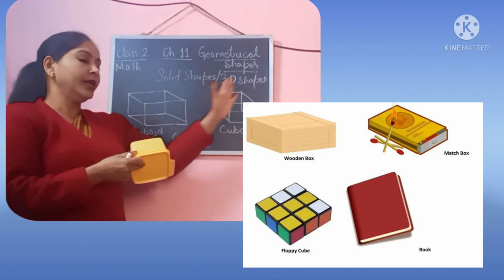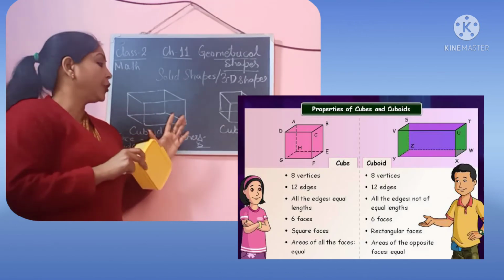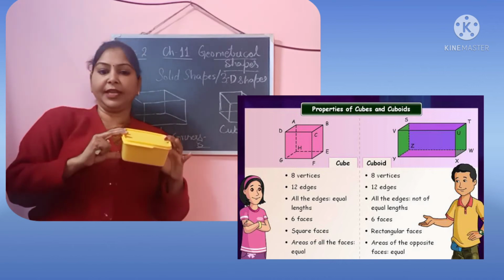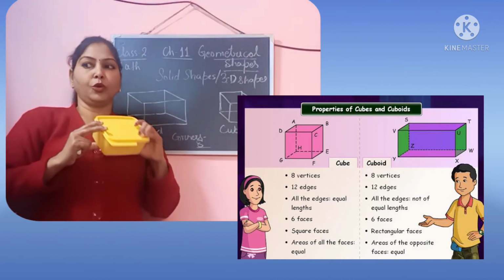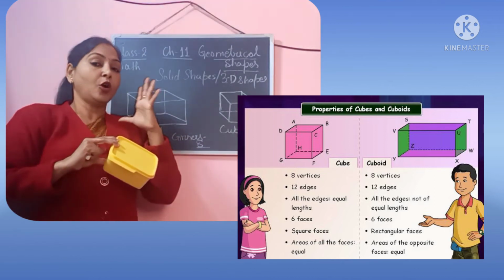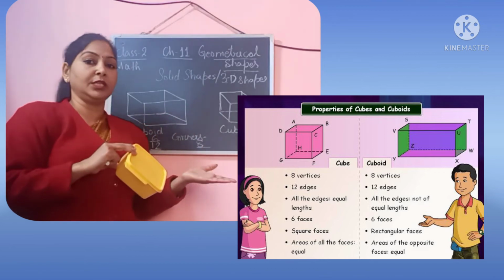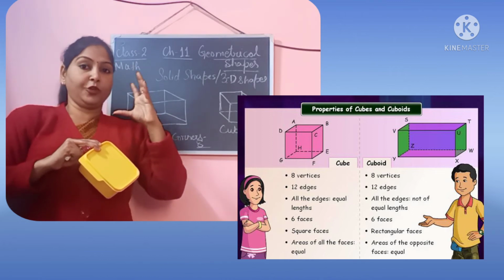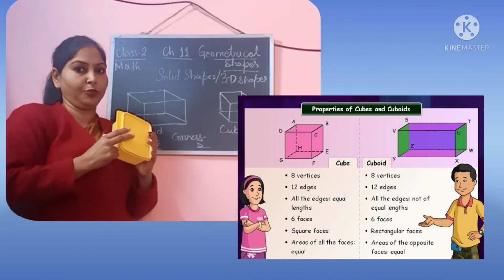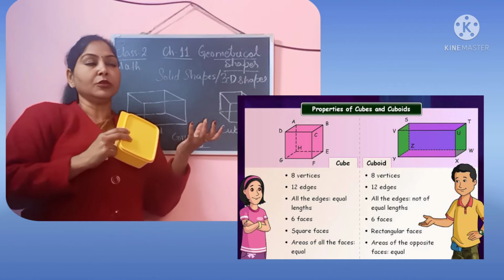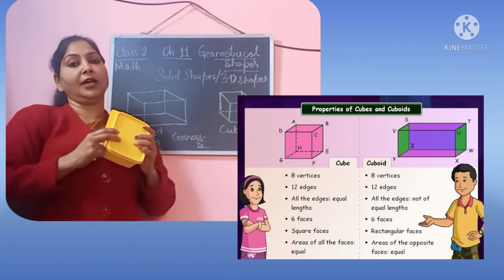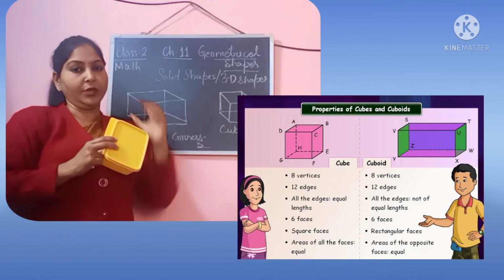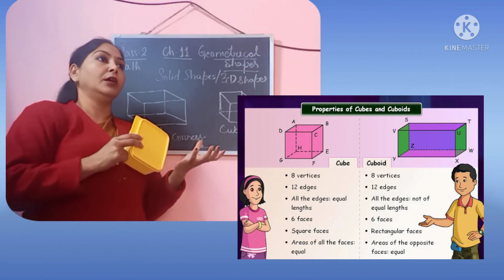So let's come to another shape, that is cube. I don't have any such object to show you as an example of a cube, but the very common example which we always get to see is the magic cube. We play with the magic cube, isn't it? And also ice cubes, which we get to see in our fridge, are also examples of cube.